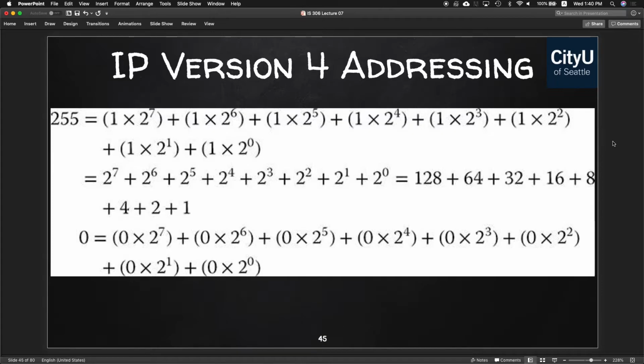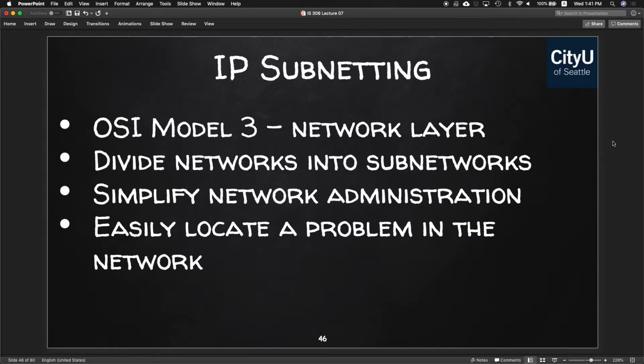IP version 4 addressing. Last time we did this exercise: if you're given a 255, you basically expand it. You start with 0, 1, 2, 3, 4, 5, 6, 7 as exponents with a base number of 2, raise the base to that exponent, and just add them up. So the maximum you get is 255, and the least that you can get is 0.